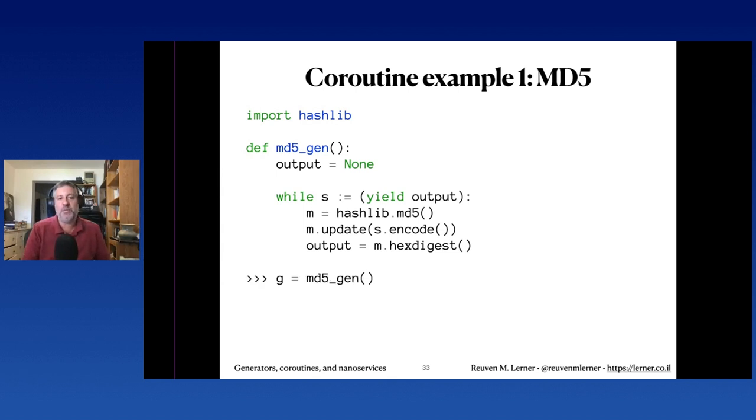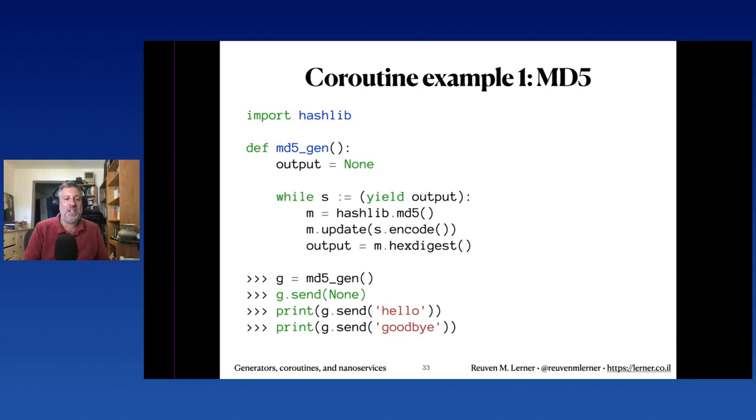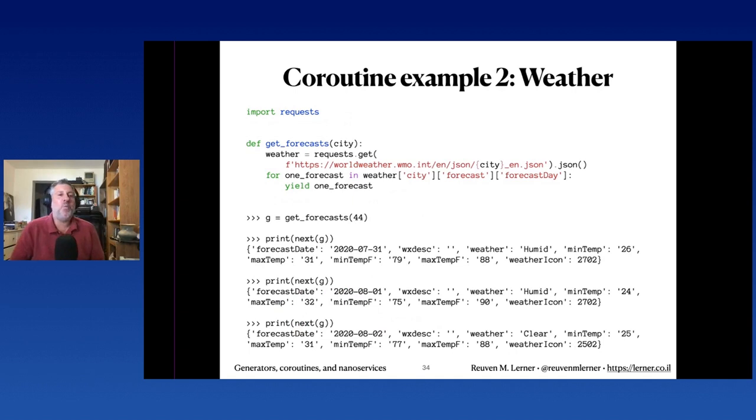So if I say g equals md5_gen, I'm going to send None, I have to prime it, and then I send hello, and I get back the MD5 of that. I send goodbye, I get back the MD5 of that. And here's the cool thing also, I could say g.send(None), and that stops the service. Then what happens? Well, it's false in the while, and so it exits from that. Fantastic.